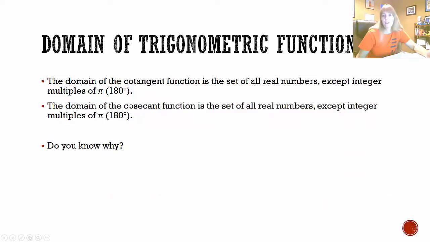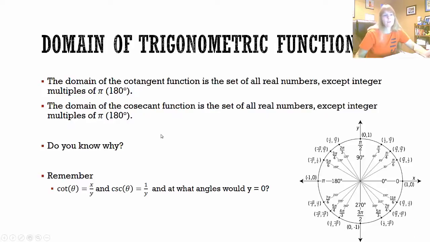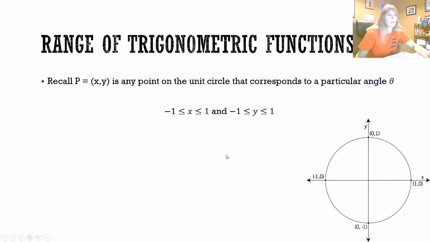All right, the cotangent and cosecant, their domains go together. All real numbers except integer multiples of pi, because this is where y equals 0. So where y equals 0 would be at pi, and then it just says multiples of pi. So in other words, 2 pi, 3 pi, 4 pi, 5 pi. I like pi.